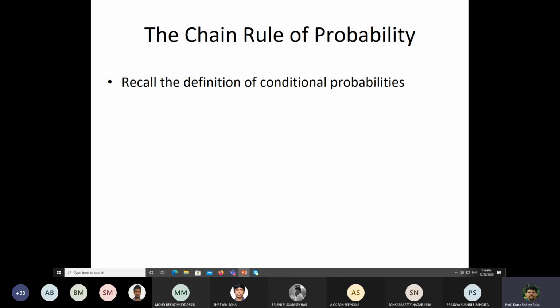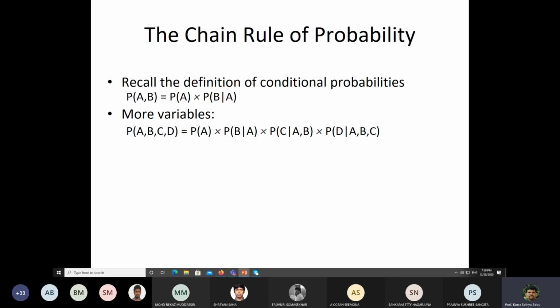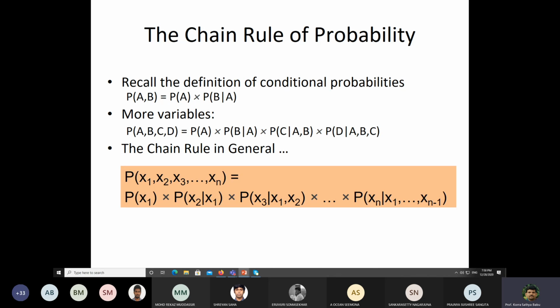You have to recall the conditional probabilities. Now, what is conditional probability? Probability of AB can be given as probability of A into probability of B given A, right? Probability of AB is given as the probability of A occurring as the first word, into the probability of the second word occurring given the first word.